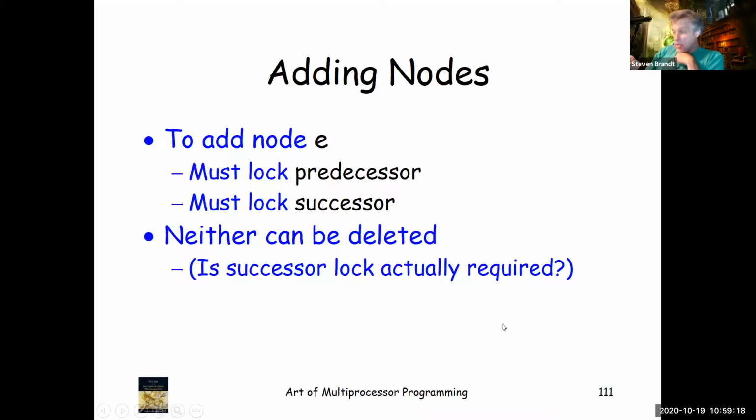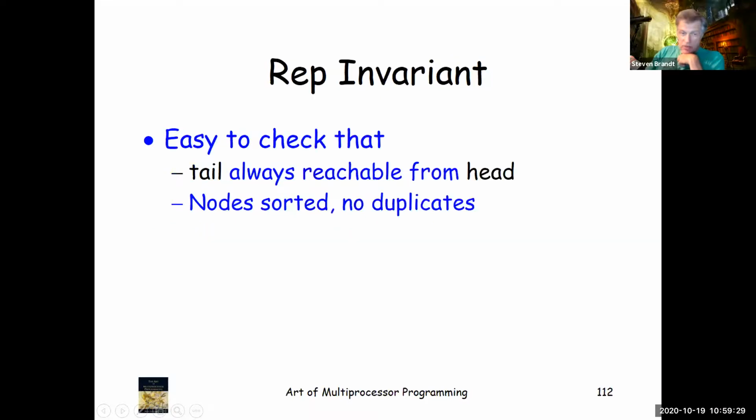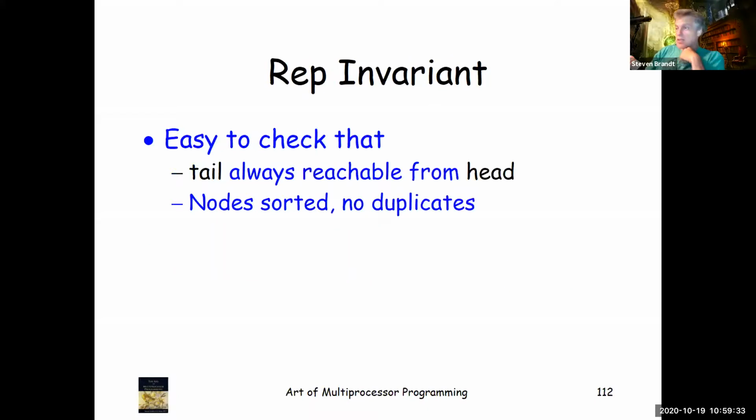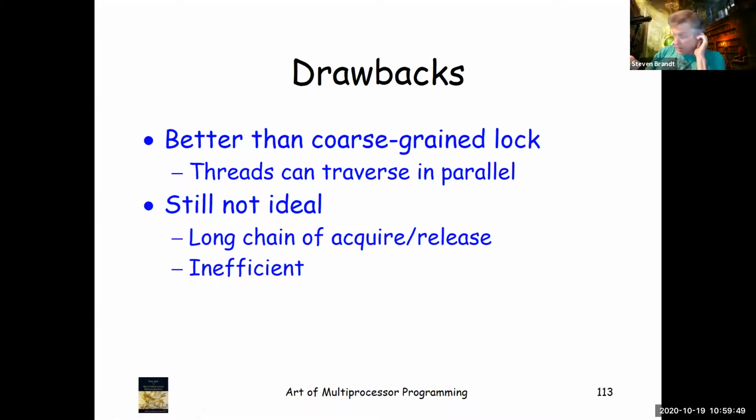So adding nodes, we must also lock the predecessor and the successor, and neither can be deleted. There's a little question for you. Is the successor lock actually required? Okay, so it's easy to check that the tail is always reachable from the head, and the nodes are sorted with no duplicates. That's our invariant with this fine-grained lock.